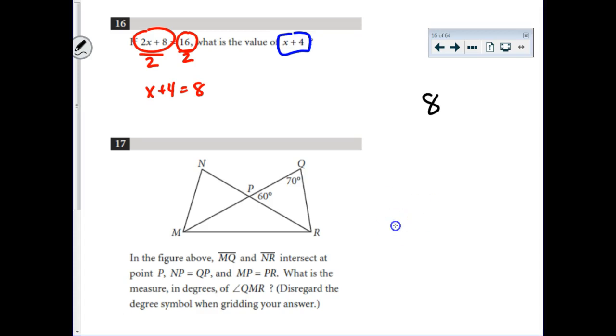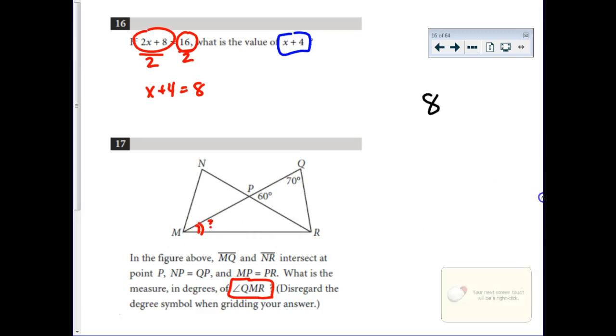All right, 17. Clearly 17 is a geometry question, right? I can sniff out a geometry question with the best of them. Usually the first thing I do on these questions is I put a question mark or an X somewhere on what they ask for. So they want to know the measure of angle QMR. So where's Q? QMR. They want me to figure out this angle right down here.